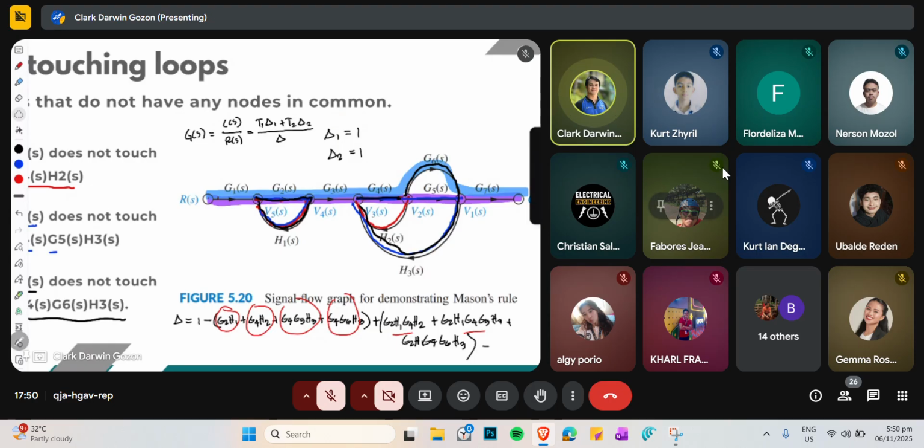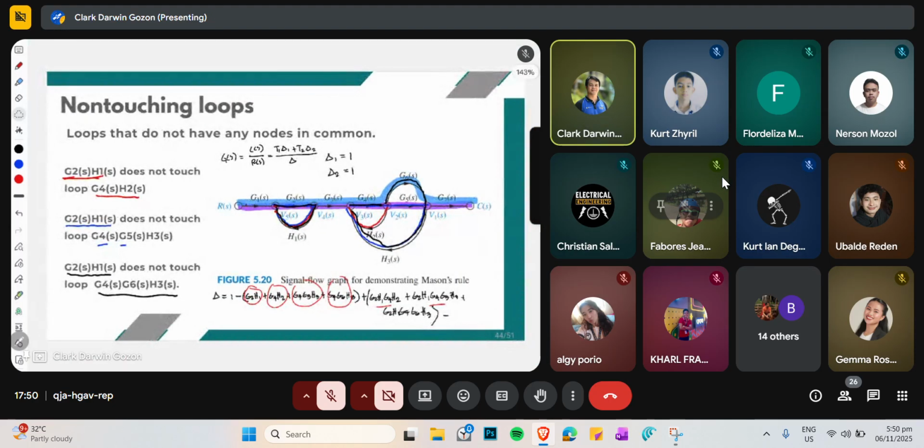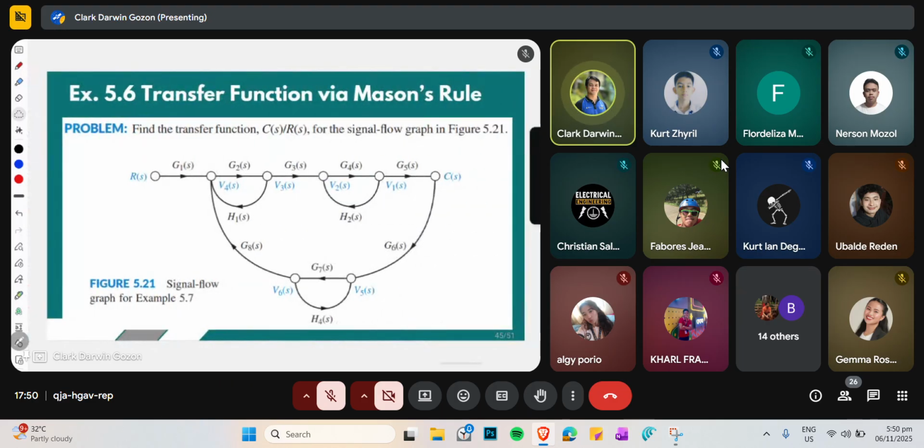Okay? So that is actually simple. Then it is just algebra in applying the formula. Any questions so far? Clarification? None. So let us move on to the next example.